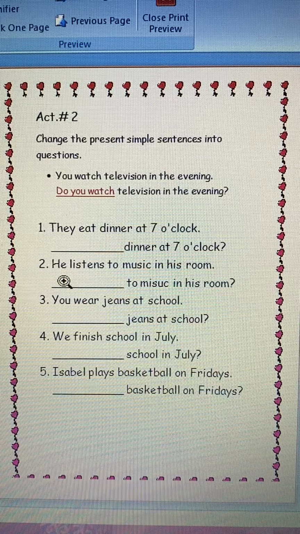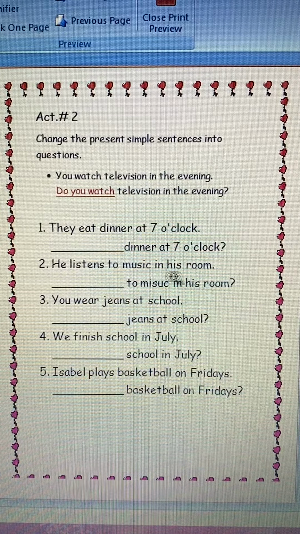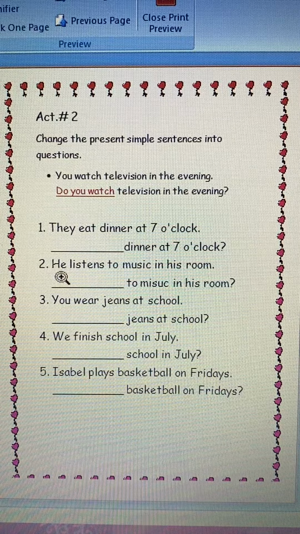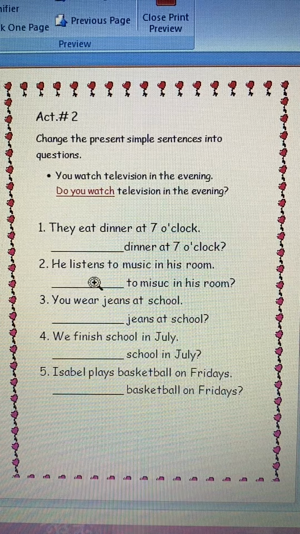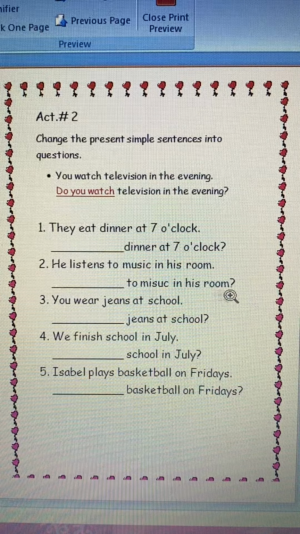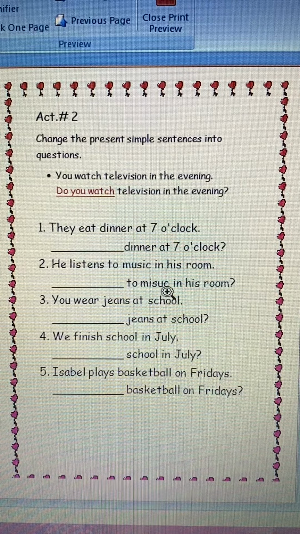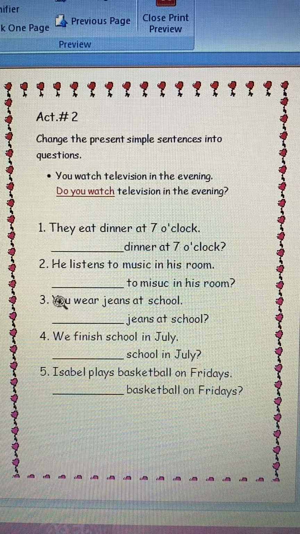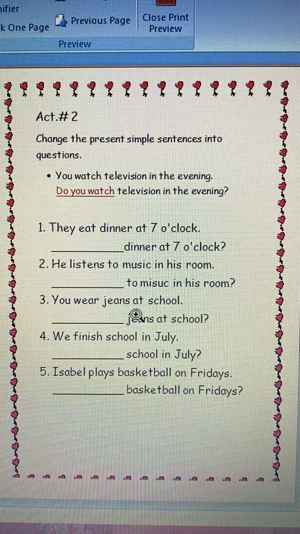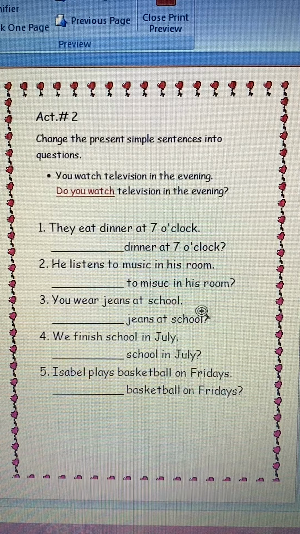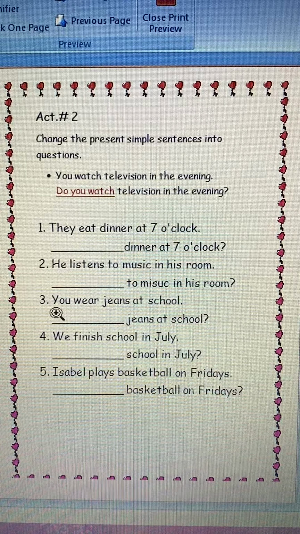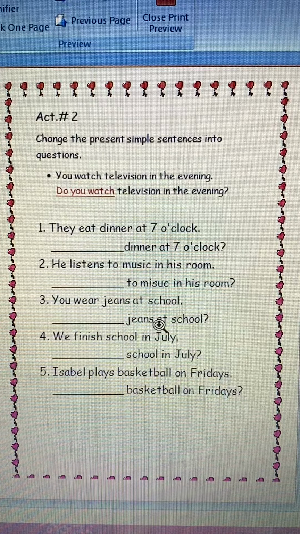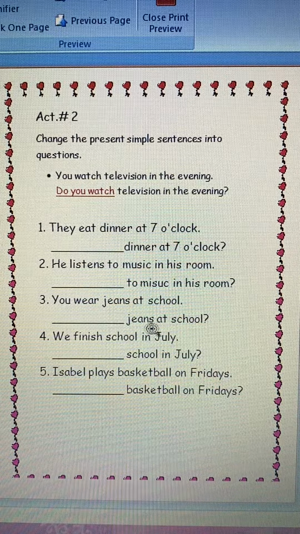Okay? Number 2, he listens to music in his room. The subject is he, so we have to use does. Does he listen to music in his room? You have to use does. Number 3, you wear jeans at school. The subject is you, so you have to use do. Do you wear jeans at school?